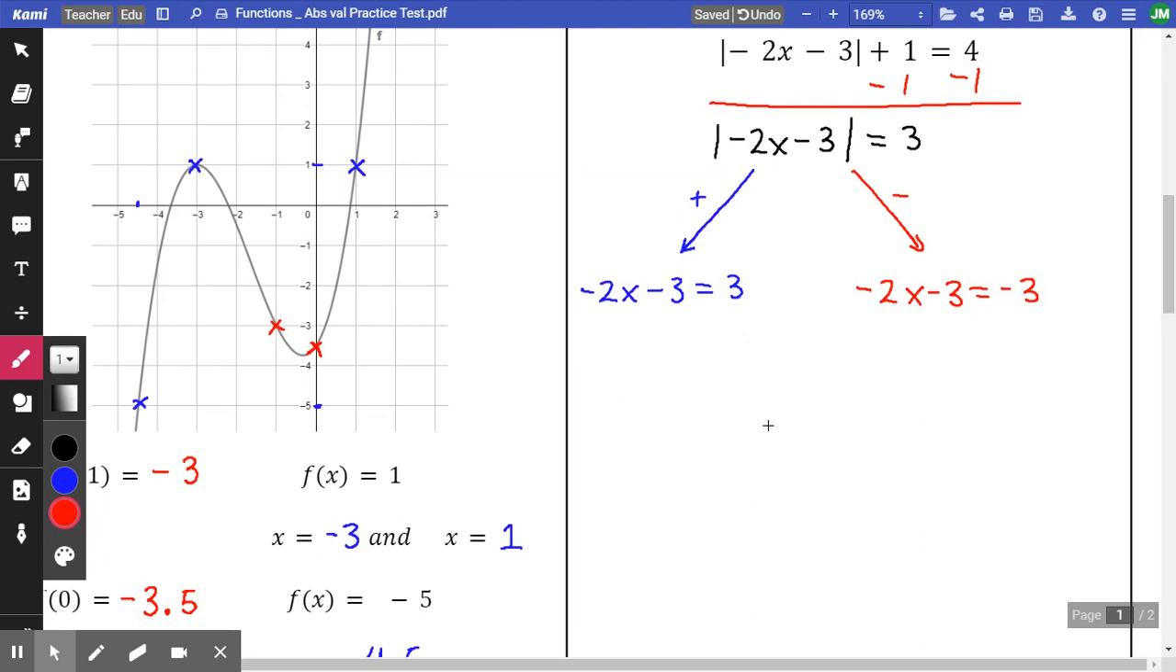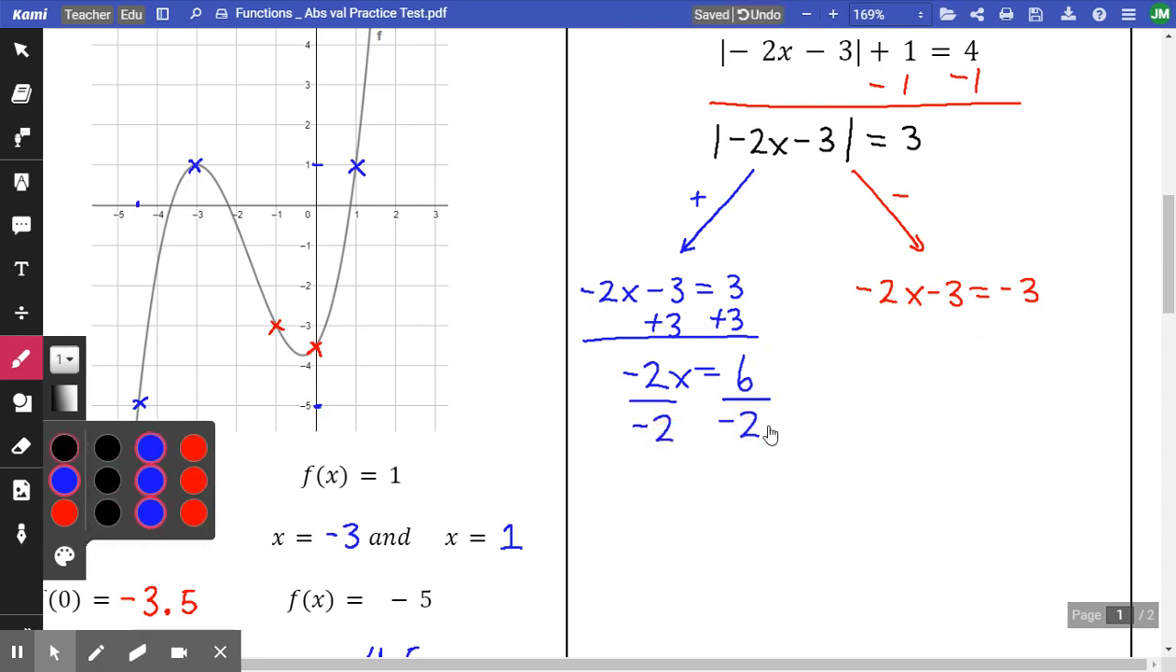We have two-step equations. So here we're going to add 3 on both sides, and we get negative 2x is equal to 6, and then we'll divide by negative 2. So one of my answers is going to be x equals negative 3.